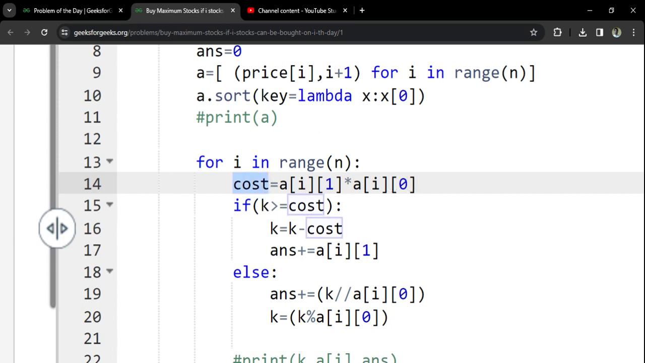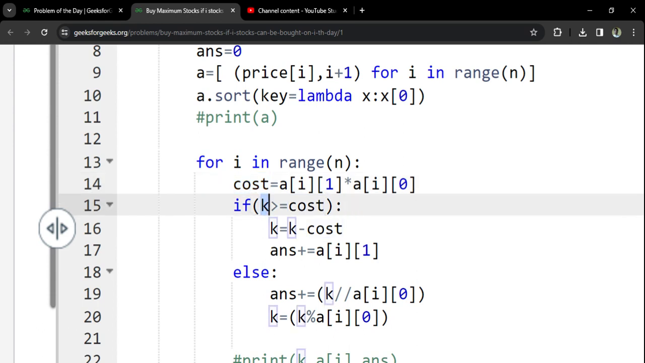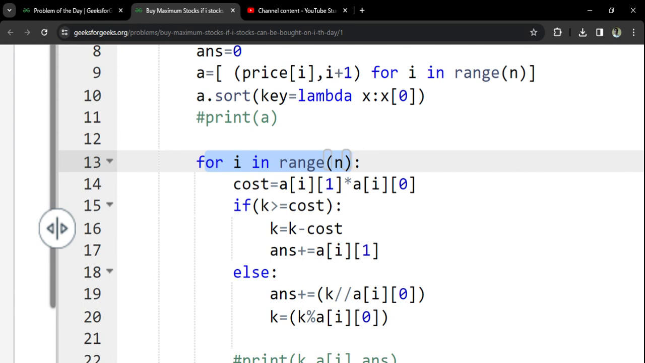As simple as that. So first we'll check, I'm in a loop right now. This loop will run from 0 to n minus 1, which means in total it will run n times. As simple as that. So what I will check is if k is greater than cost, that means if I'm in a position to buy all these stocks for that day.